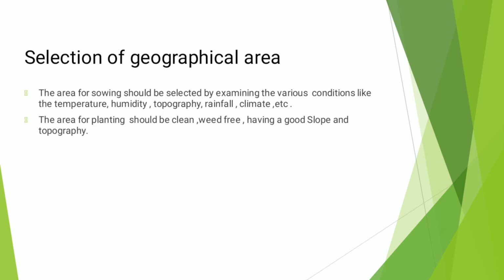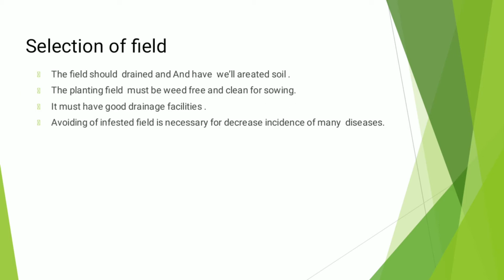material. In that first one, that is selection of the geographical area, the area for sowing should be selected by examining various conditions like temperature, humidity, topography, rainfall, climate, etc. The area for planting should be clean, weed free, having good slope and topography.